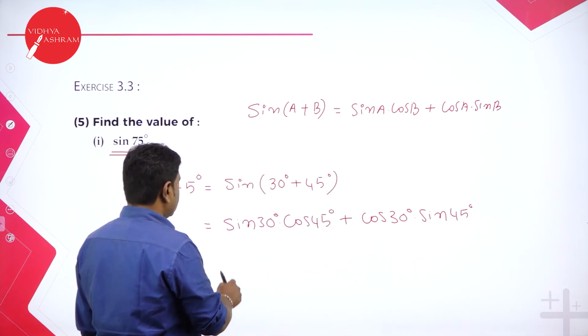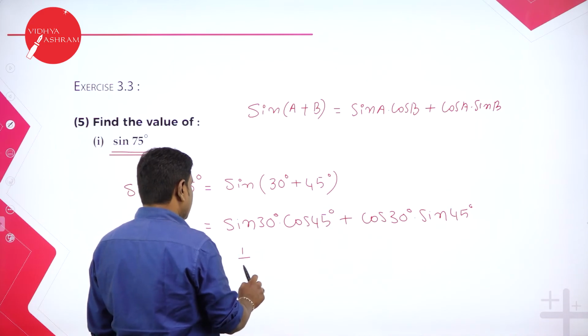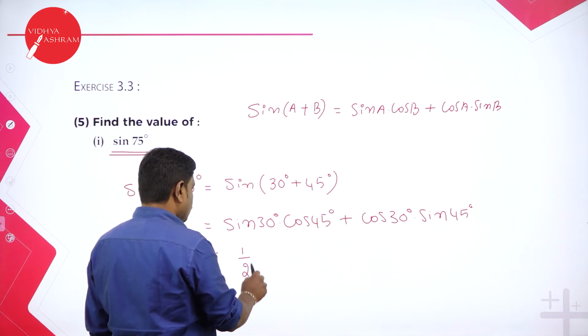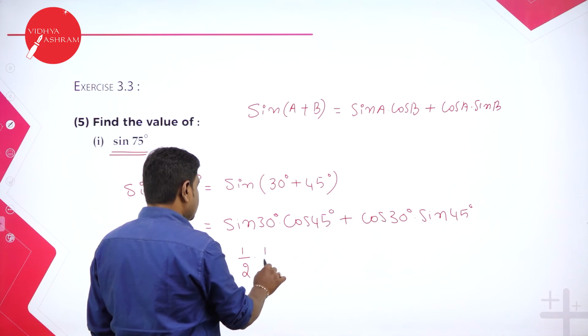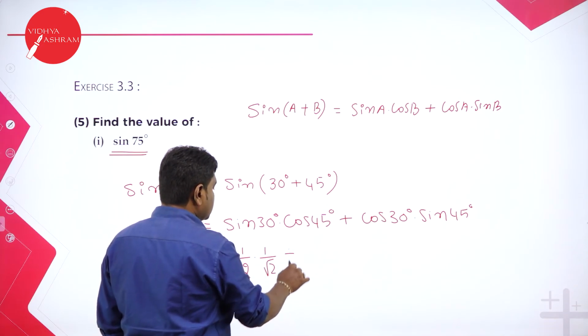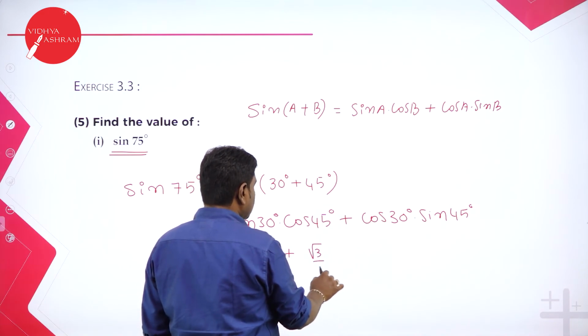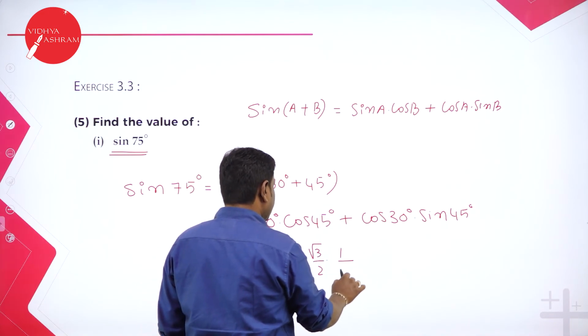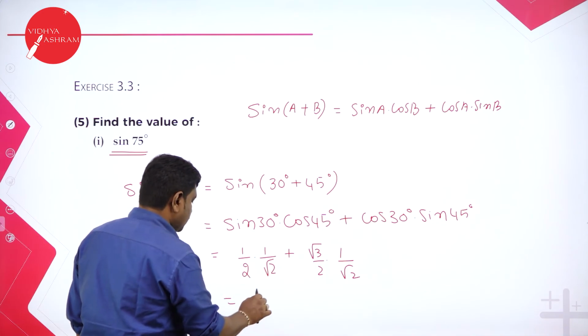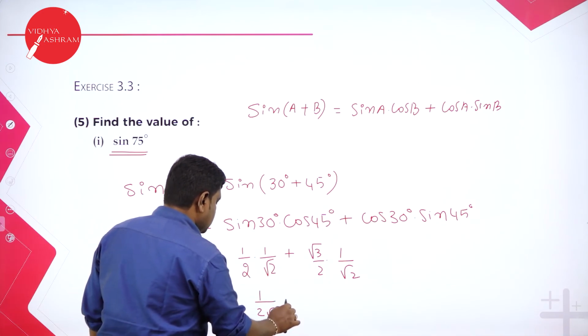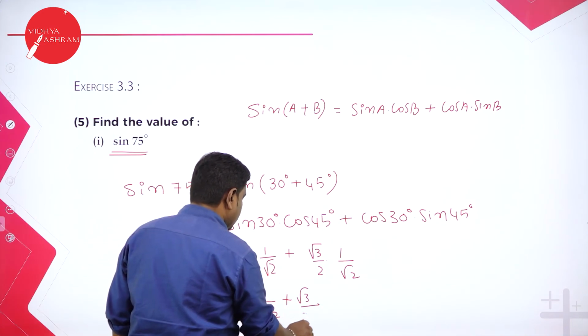All of you know sin 30. What is sin 30? Sin 30 is 1 by 2. And cos 45 is 1 by root 2, plus cos 30. What is cos 30? Root 3 by 2. And what is sin 45? 1 by root 2. Now simplify this. It will become 1 by 2 root 2. This will become root 3 by 2 root 2.